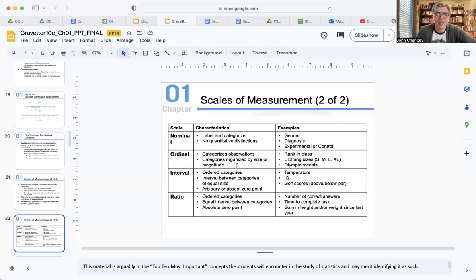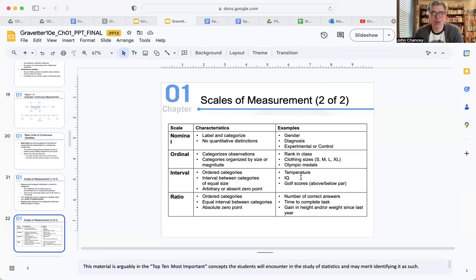Interval scales of data have ordered categories, and the interval between the categories is of equal size. There is an arbitrary or absent zero point in this case. Some cases might be temperature, IQ, or golf scores. Temperature, the lower it is, the colder it is, the higher it is, the warmer it is outside. IQ, we relate that to problem solving. So the higher you score on an IQ test, the greater ability we perceive you to have in terms of problem solving cognitively. And then finally, ratio.